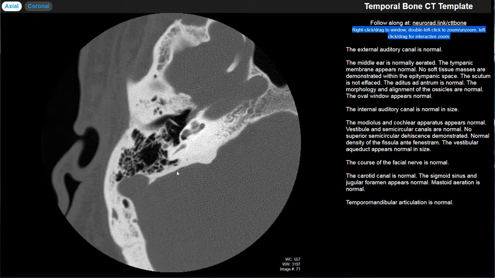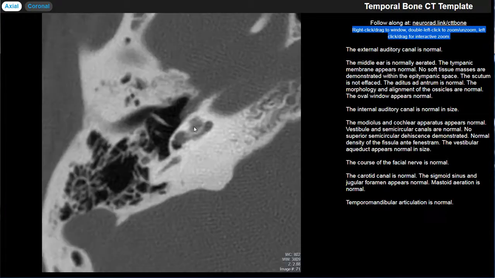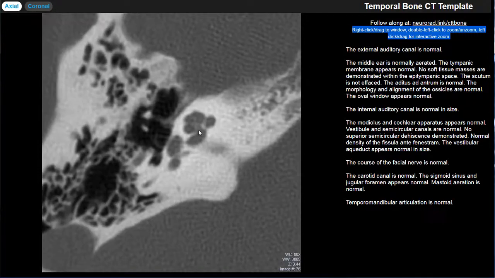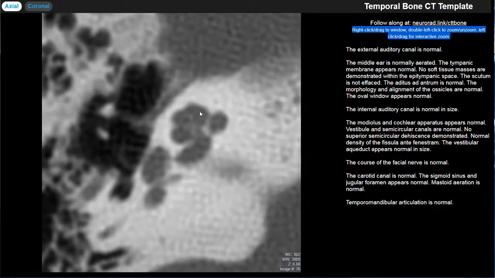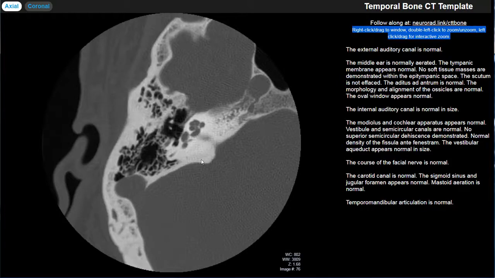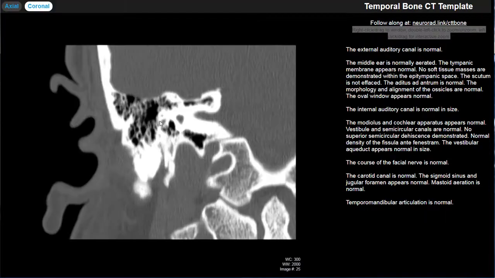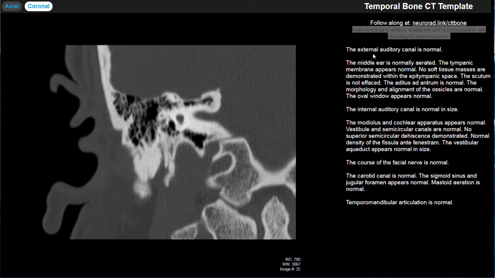If you right click, that allows you to window and level. If you double click, that zooms in a little bit. If you left click and drag, that zooms in even more. And then if you double click, that will reset your view. Also note that there's two sequences here you can look at. There's an axial and a coronal. So click the coronal, that'll bring that up. Window that out a little bit. And then we'll just start by going through each sentence in my template.